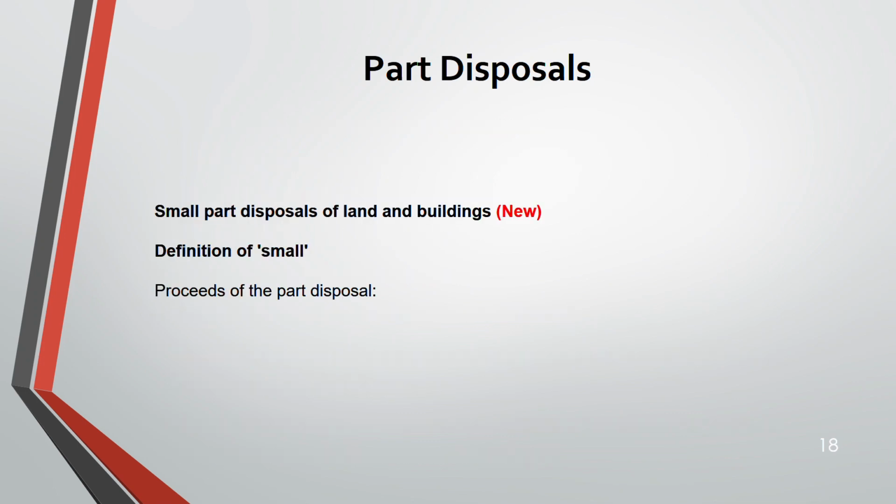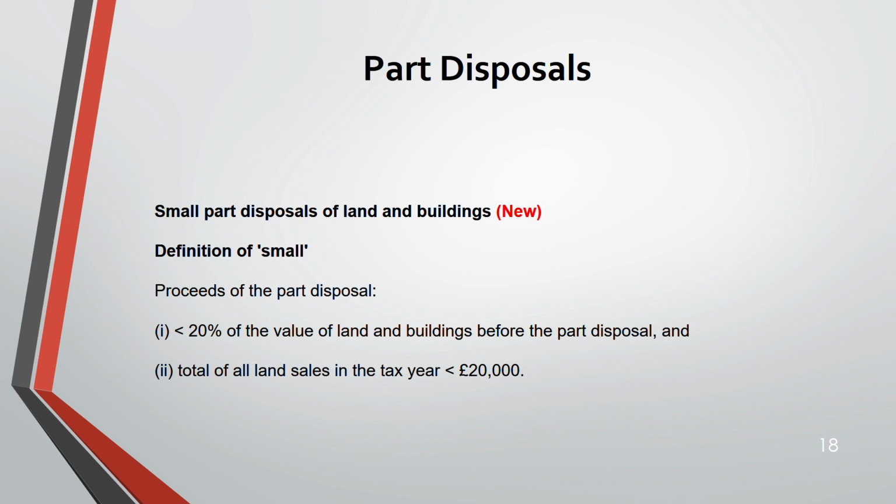Now, the definition of small. This is only for part disposal. If you are entirely disposing of it, the small disposal rule will not come. If it's a part disposal, you have to see whether it is small or not. The proceeds must be less than 20% of the value of the land and buildings before the part disposal, and both conditions have to be satisfied, the total of all the land sales in the tax year must be less than 20,000. You can have 5 land sales in that tax year; if you accumulate all, it should be less than 20,000.